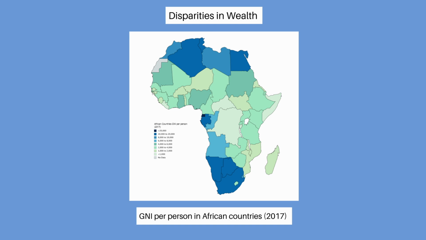Differences also exist in the share of wealth owned by individual countries in each continent. In Africa, for example, there are massive differences between the wealth share of each nation. This map displays the huge variations in gross national income per person in the countries of Africa.